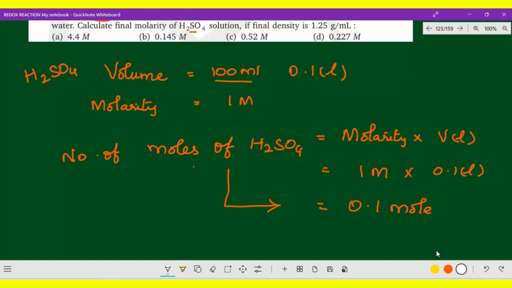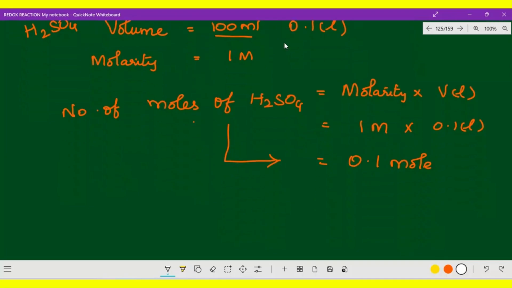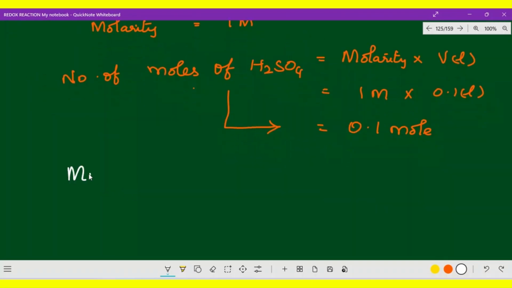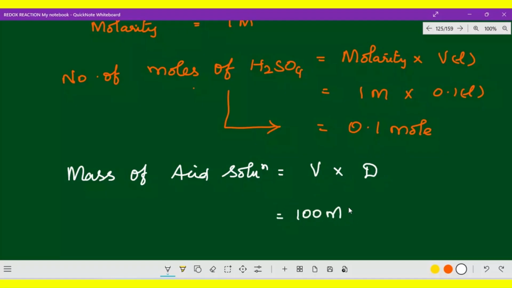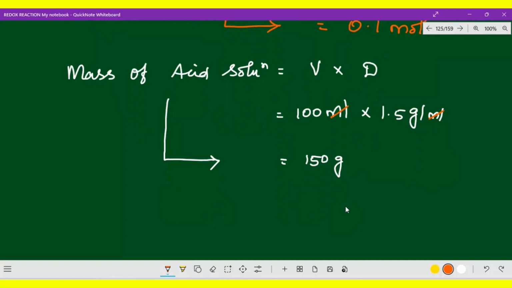Now the mass of acid solution. Here the density they have provided, so the density is 1.5. Density equals mass by volume, right? Now mass we can get as volume into density. Volume is 100 ml, and density is 1.5 gram per ml. Now we can convert to the mass of the solution. So how much will you be getting? 150 gram. This ml and this ml will be cancelled. 150 gram, right?